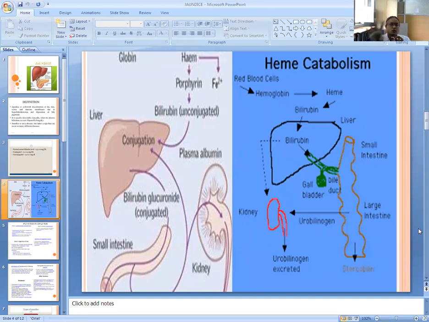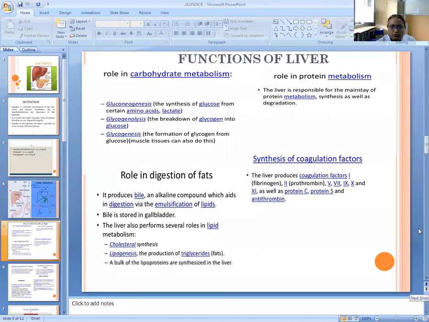So this is the total bilirubin pathway. Any disturbance in this pathway leads to an increase in bilirubin level in your blood, and that is responsible for jaundice. So you should know the bilirubin pathway. Now you should also know the functions of the liver.